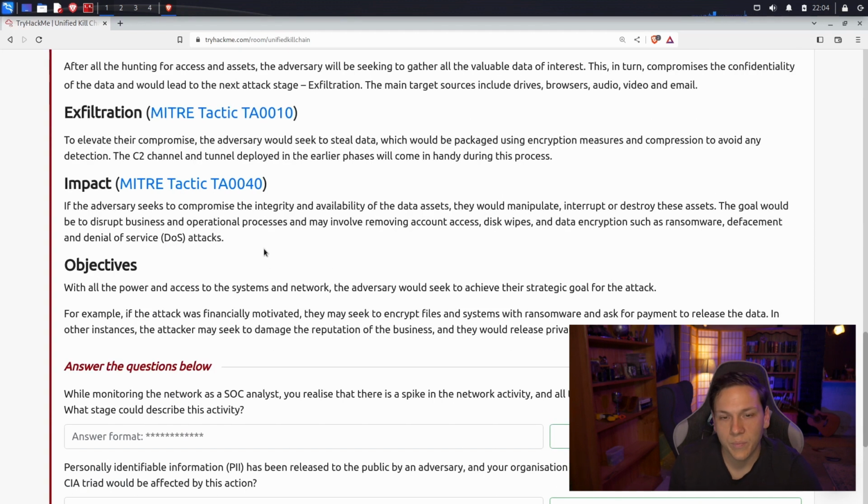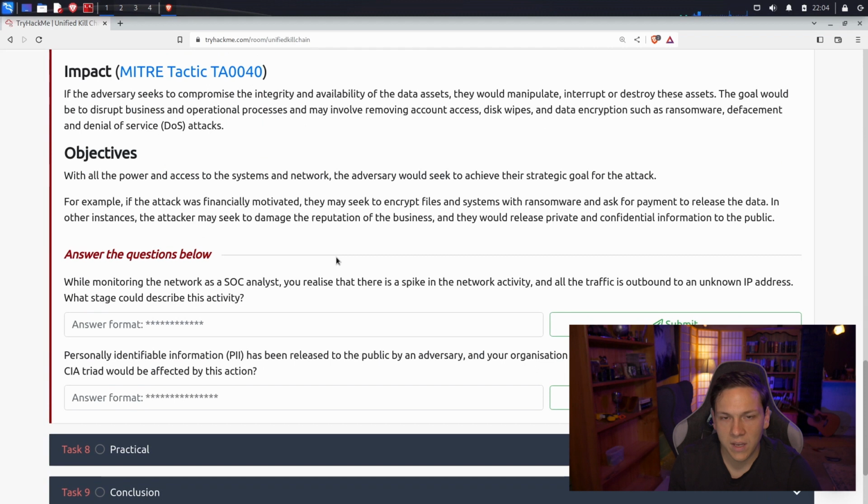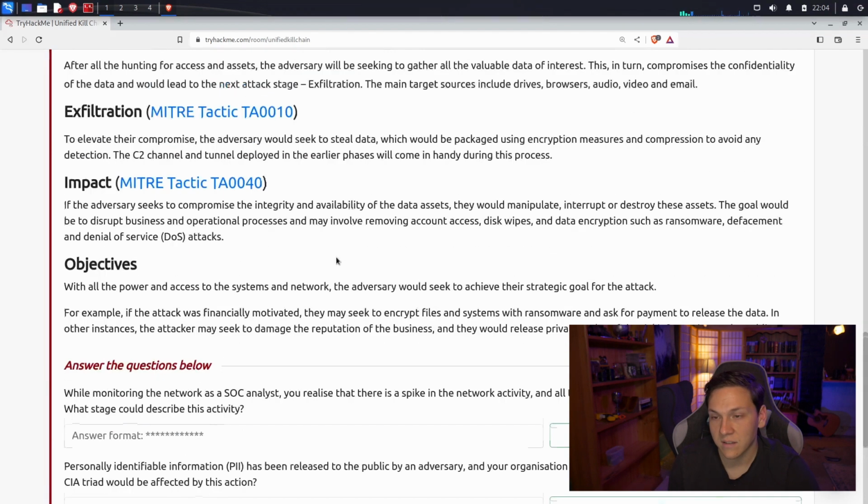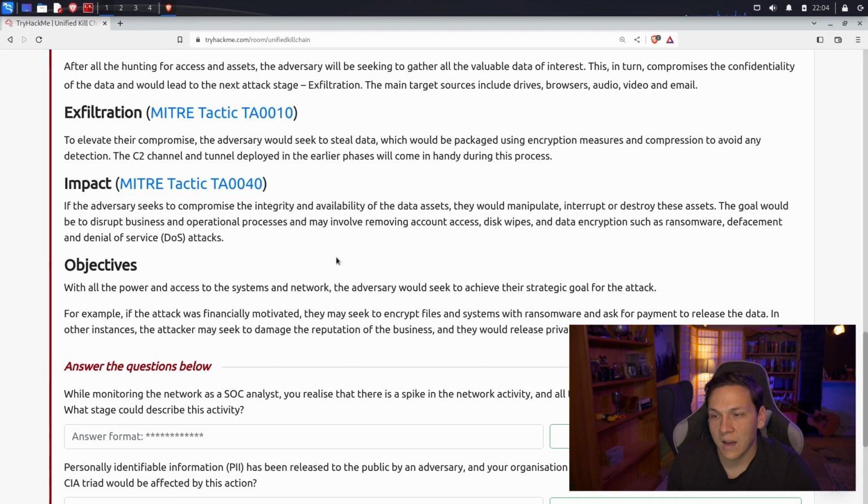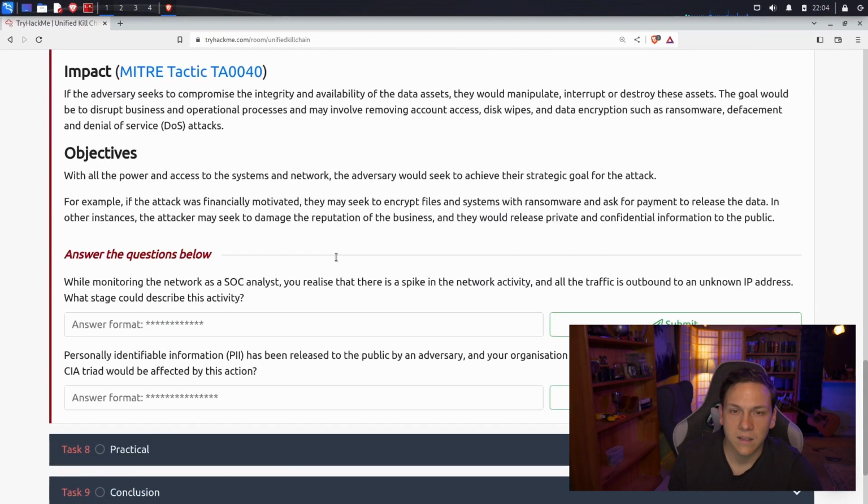Objectives. With all the power and access to the systems and network, the adversary would seek to achieve their strategic goal for the attack. For example, if the attack was financially motivated, they may seek to encrypt files and systems with ransomware and ask for a payment to release the data. In other instances, the attacker may seek to damage the reputation of the business, and they would release private and confidential information to the public.